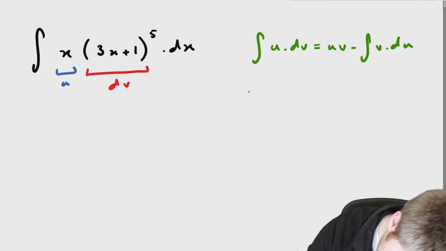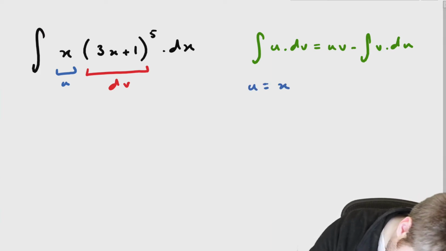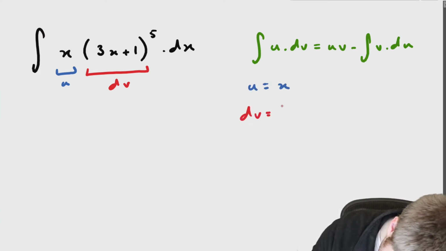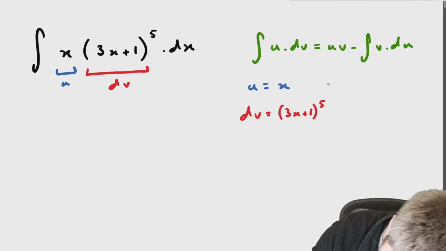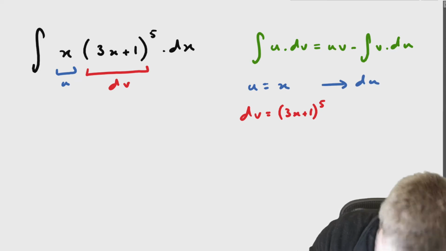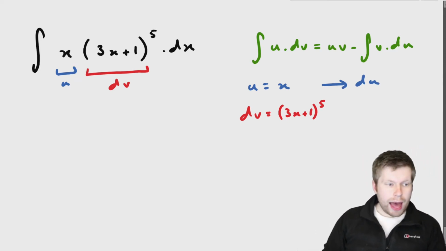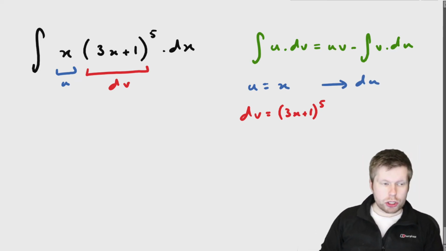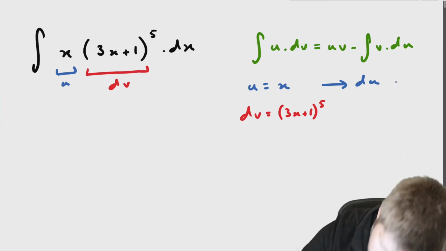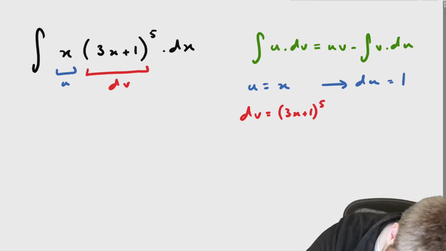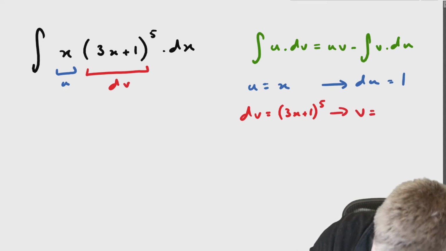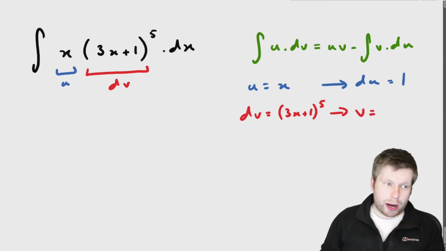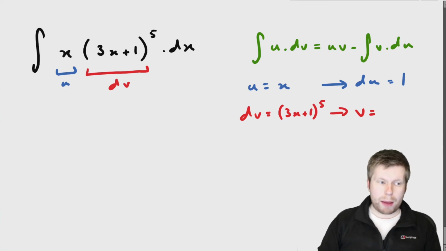So I've got u is equal to x, and I've got dv is equal to (3x plus 1) all raised to the power 5. Okay, so if I differentiate this, so if I find du, the derivative of u, that should just be equal to 1. Okay, so I'm going to say du is equal to 1. Now, if I want to find v from dv, then I'm going to need to integrate. Looks a bit awkward, but it's not that bad, okay?